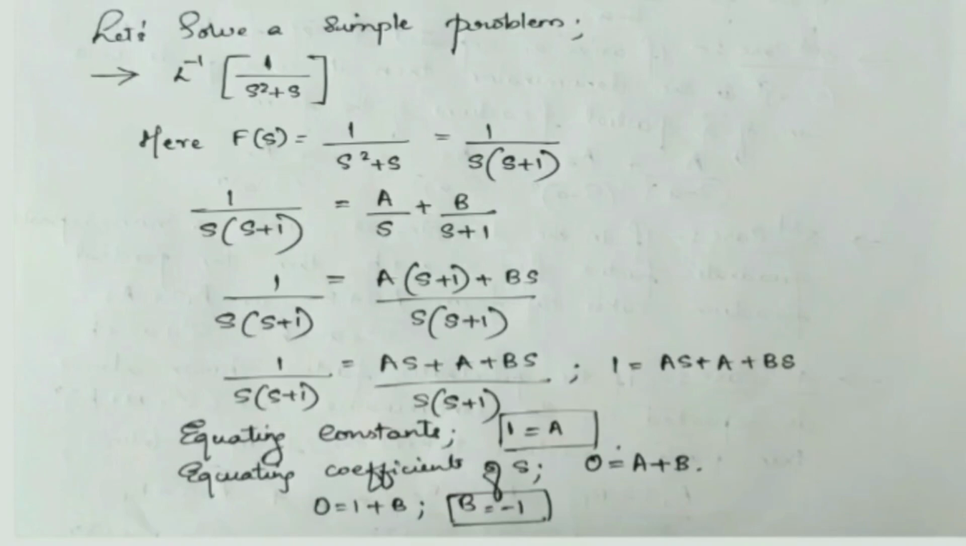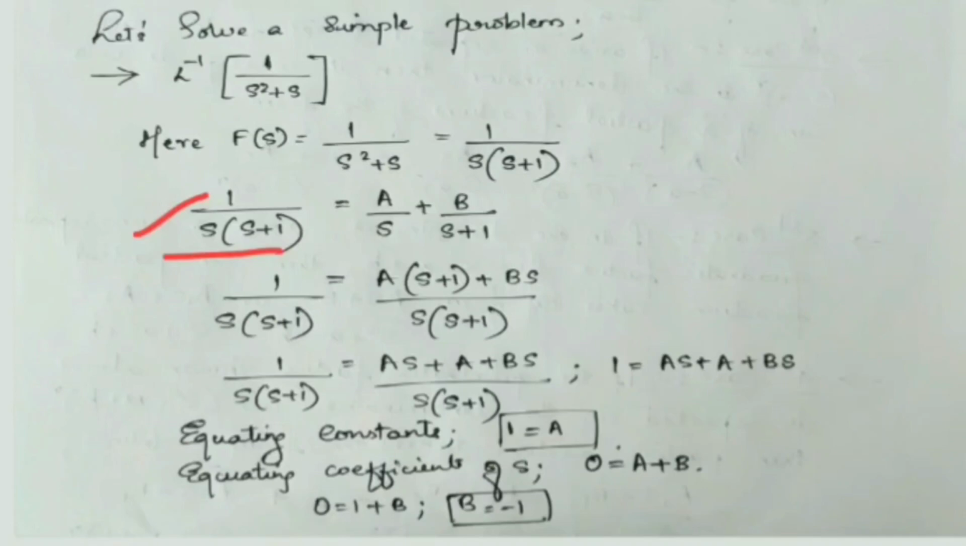Find the inverse Laplace transform of the function 1 by s square plus s. F of s is equal to 1 by s square plus s, which is equal to 1 by s into s plus 1, right? Now, we have to split this function into partial fractions. Let's see how we can split this function into partial fractions.